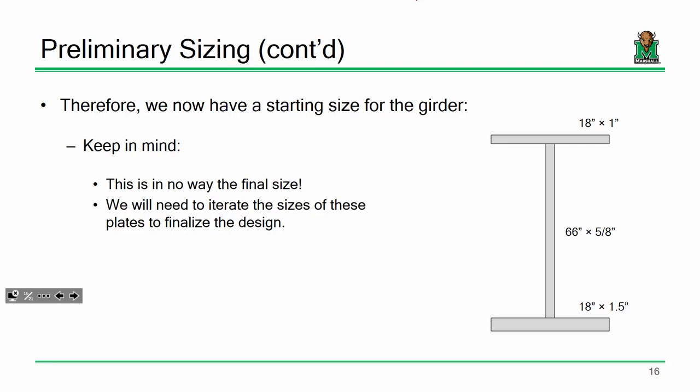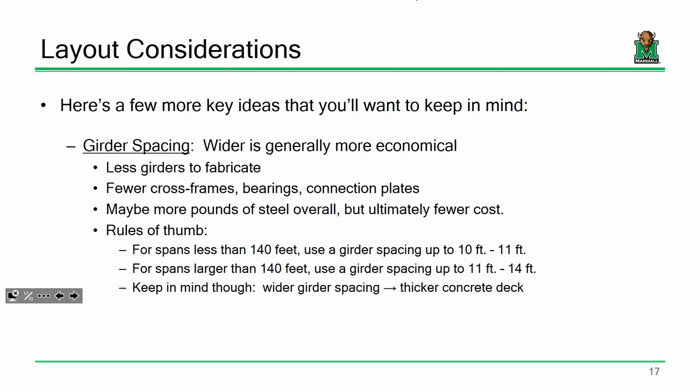Here's a few more just general ideas. Some of it comes from fabricators, some of it comes from common sense, but this is some stuff I think you're going to want to pay attention to. Number one, if you look at your design project, the cross-section has kind of been laid out for you, but in a real-life scenario, even that might not be given to you. Here's the span length, go.